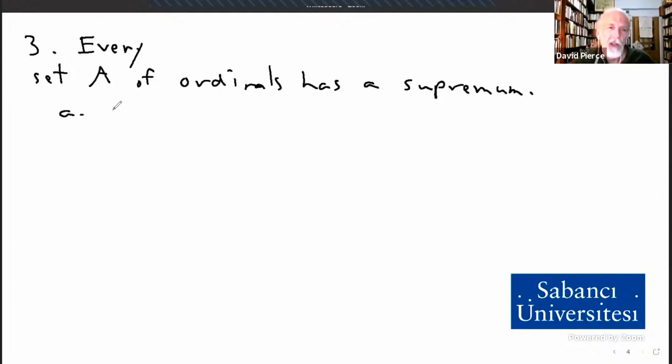So, for example, the supremum of the empty set: every element of the empty set is less than every ordinal because there are no elements of the empty set. Therefore, the supremum of the empty set is the least ordinal. The least upper bound of the empty set is the least ordinal, which is by definition 0.